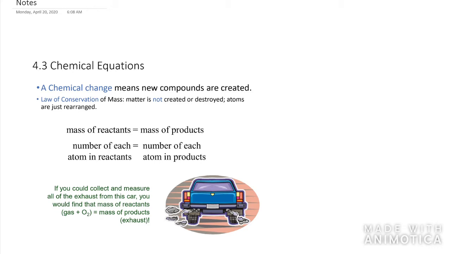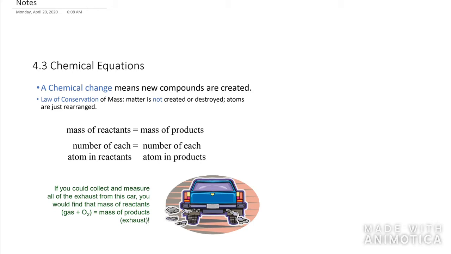balance these equations. So, because we're looking at chemical equations, we need to remind ourselves what a chemical change means. A chemical change means that new compounds are created. So this is something different than just a physical change, which would be like a change of state or changing the appearance of something, like taking a piece of paper and cutting it. A chemical change gives you a whole new chemical at the end.